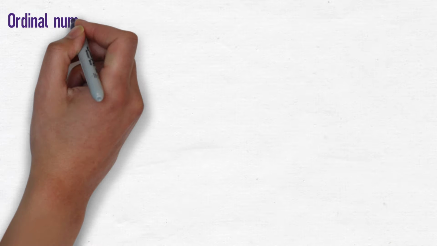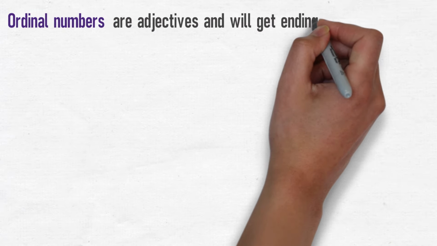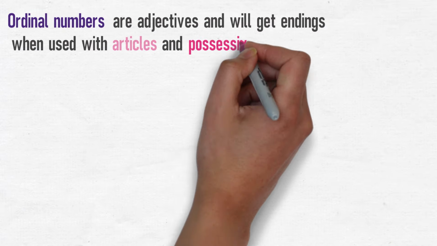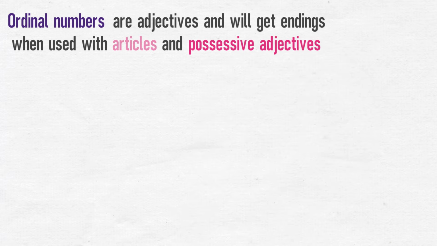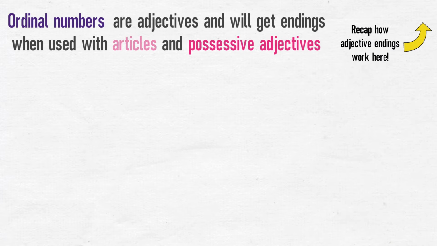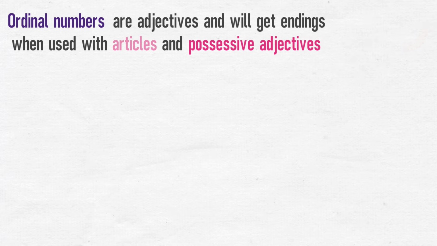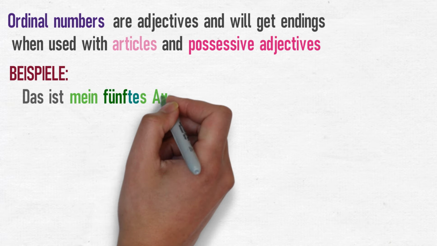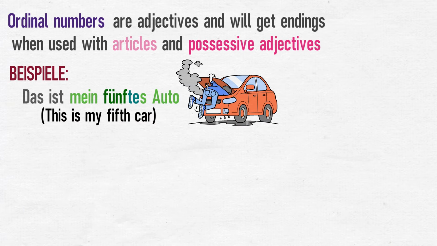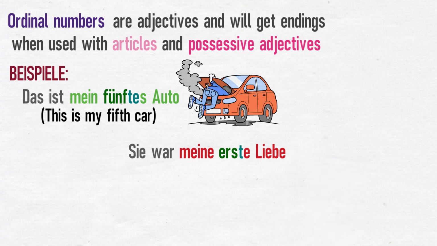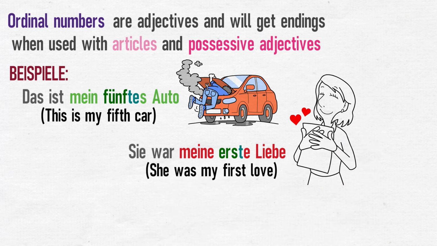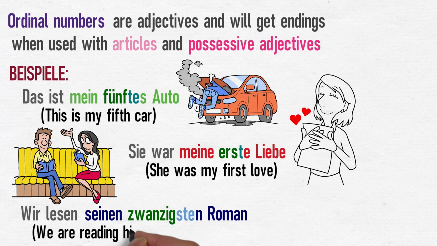As an ordinal number, such as first, is an adjective, they will gain adjective endings when used with articles, and possessive adjectives, such as my and your, or if used in different cases. To fully understand this next section, it's worth watching my Mastering German Adjective Endings video by clicking the banner now. Here are some examples of ordinal numbers used with possessive adjectives. Das ist mein 5. Auto. This is my 5th car. Sie war meine erste Liebe. She was my first love. Wir lesen seinen 20. Roman. We are reading his 20th novel.